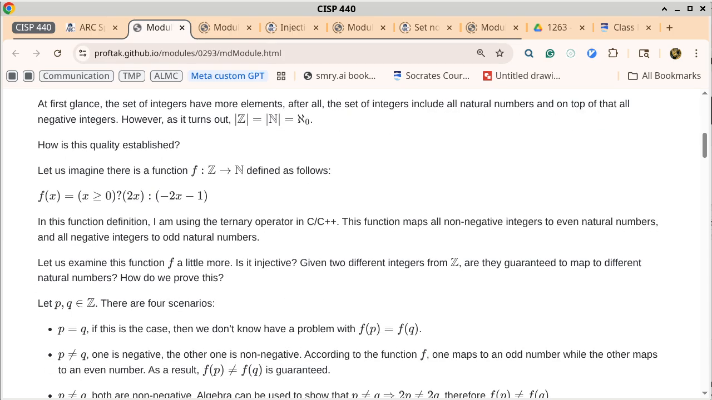In this function definition, I'm using the ternary operator in C and C++. If you're not familiar with the ternary operator, you can look it up and find out how to read it. It is well documented in any C or C++ textbook.